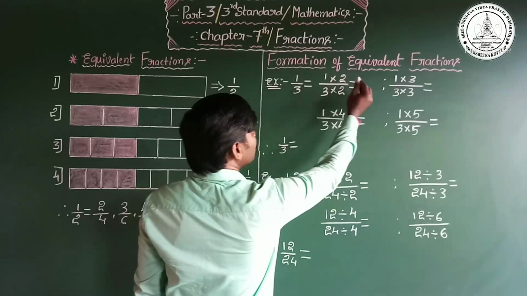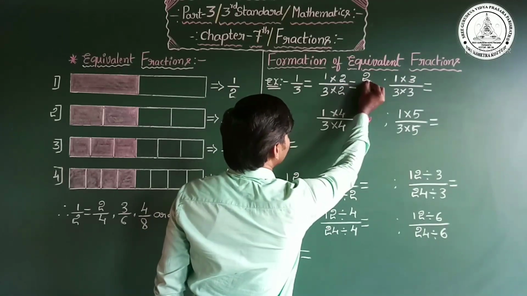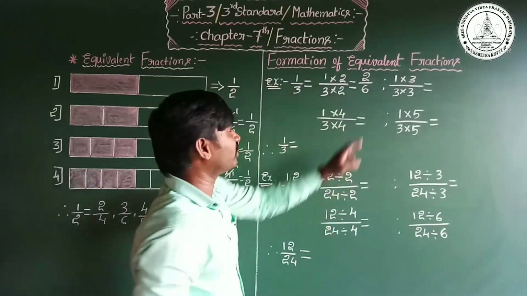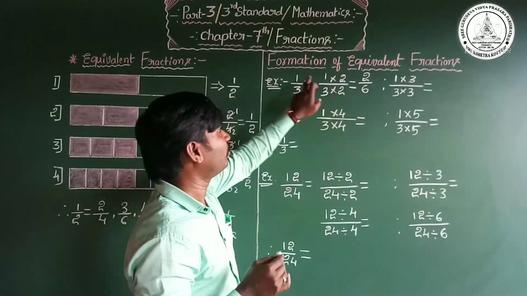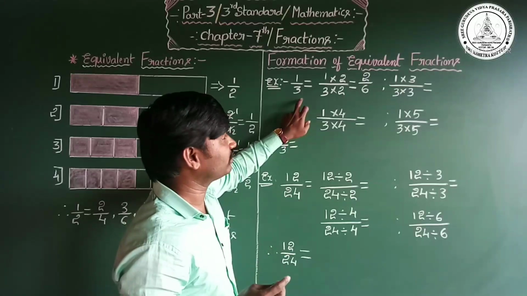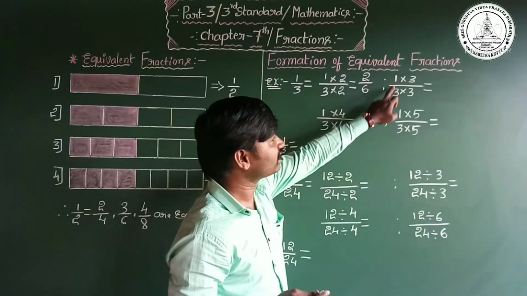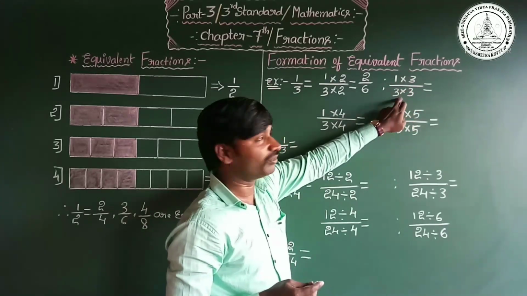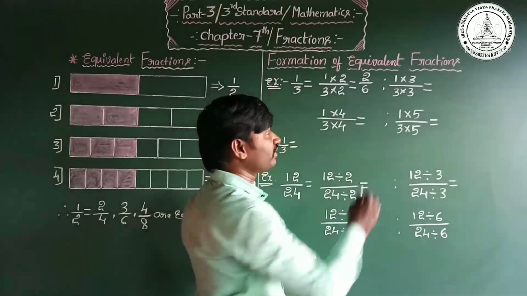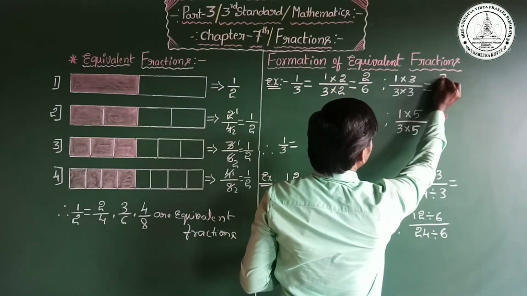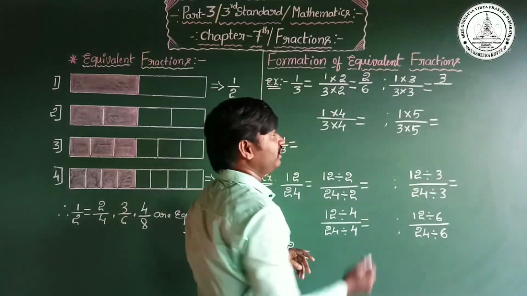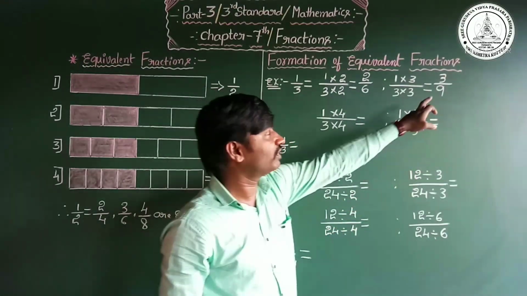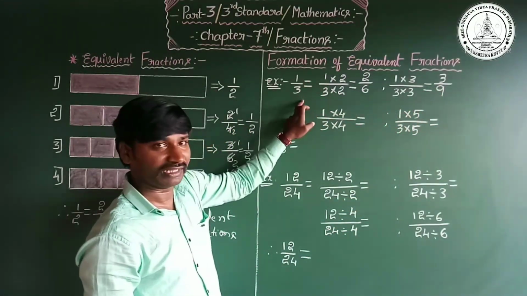Okay. 1 twos are how much, dear student? 1 two is 2. The next, 3 twos are 6. This is one of the equivalent fractions of 1 by 3. Next, the given fraction is 1 by 3. You multiply by the same number, numerator and denominator both the same. 1 threes are 3, and 3 threes are 9. This is another equivalent fraction of 1 by 3.